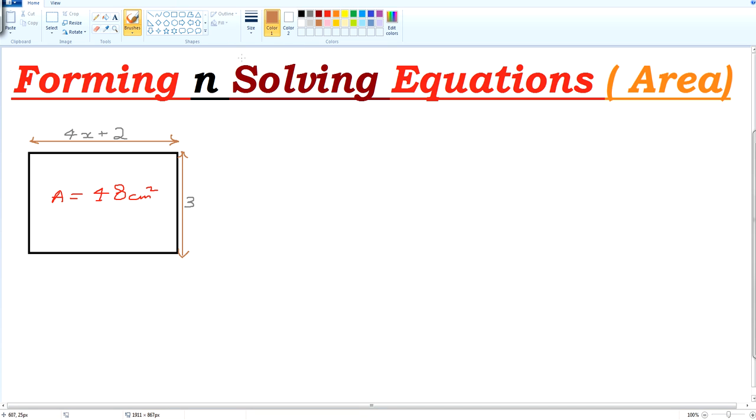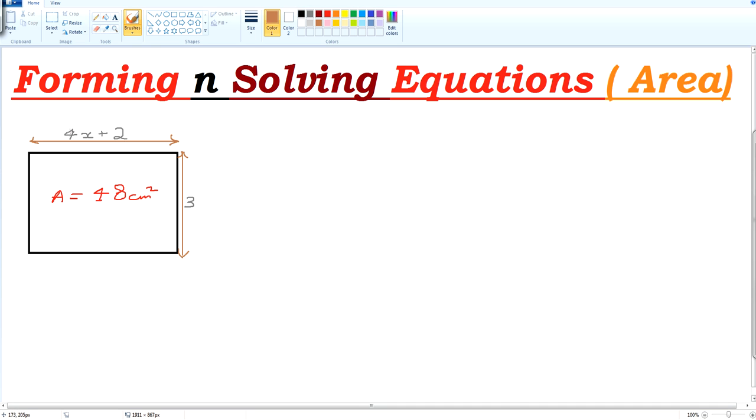We're looking at forming and solving equations to do with area with my student Amina. We have here a rectangle and we are given its area in the beginning of the question. Normally, in a rectangle question, they ask you to work out the area. Here they've given us the area and they've given us its length and width.